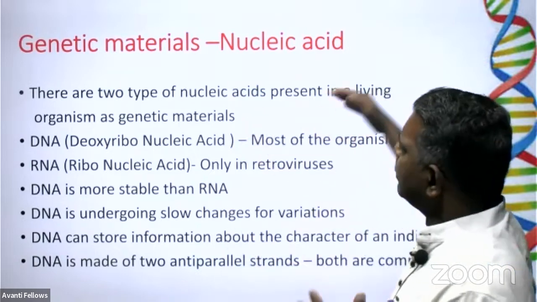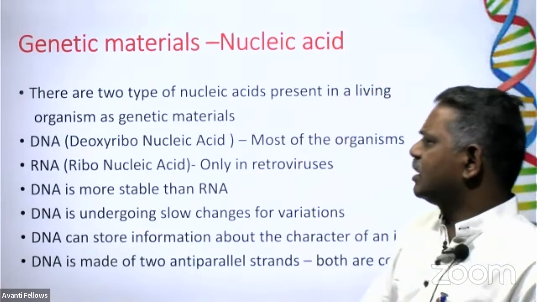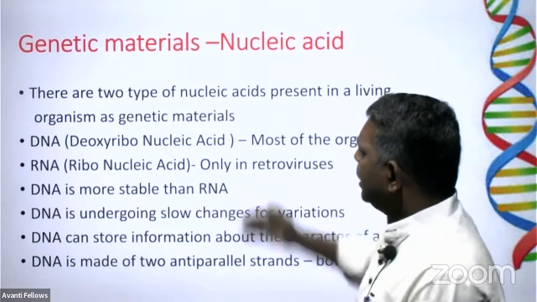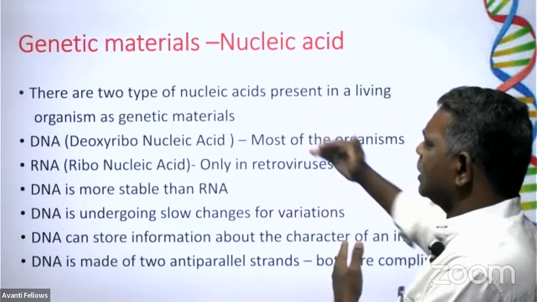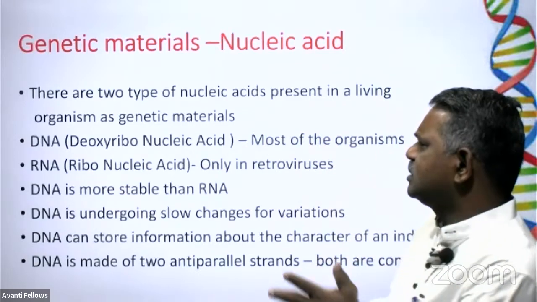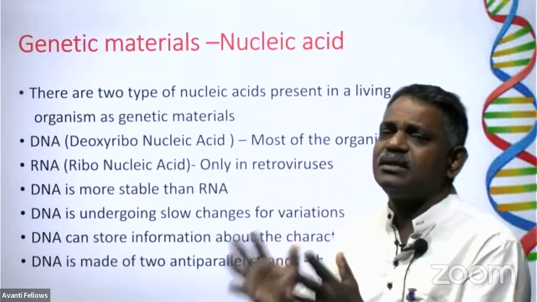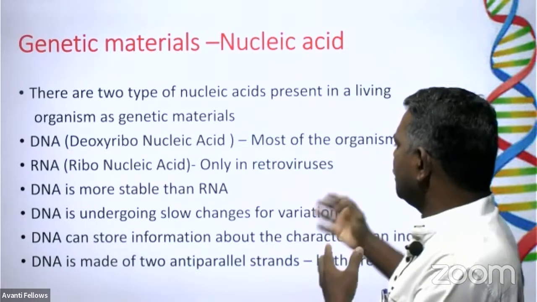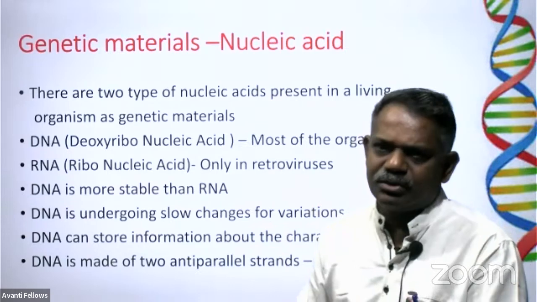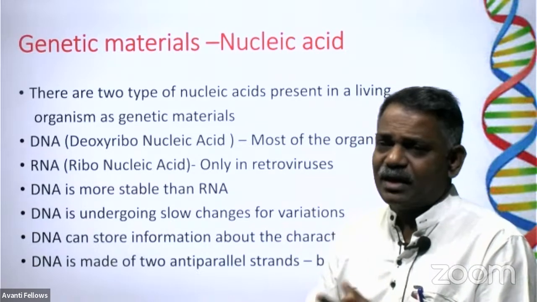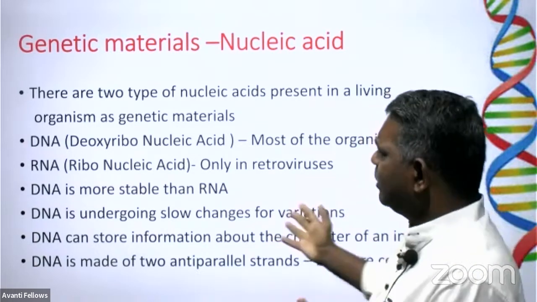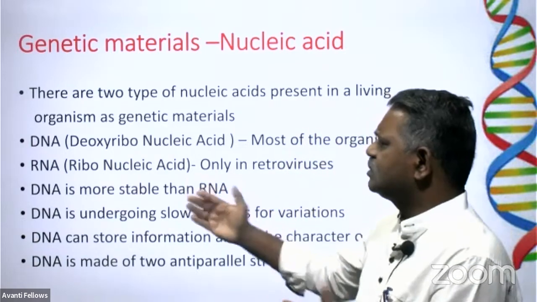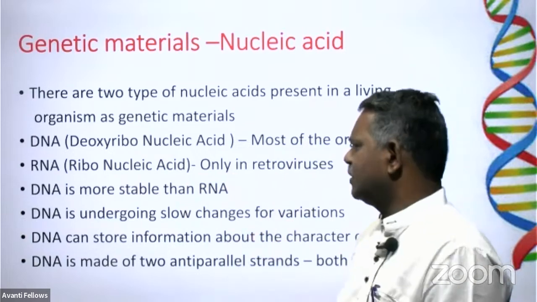There are two types of nucleic acid present in living organisms as genetic material to express the character. Most of the organisms have DNA as the genetic material, whereas RNA is also there, but only in retroviruses, like the AIDS virus. It has RNA, ribonucleic acid, as the genetic material.